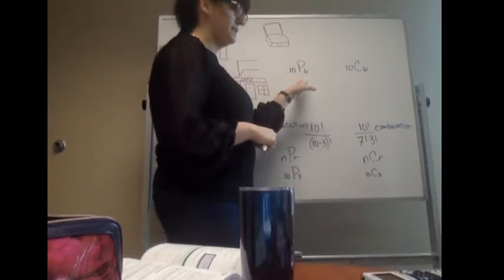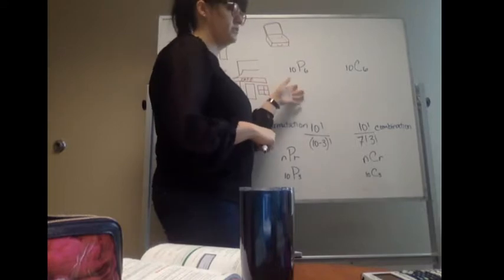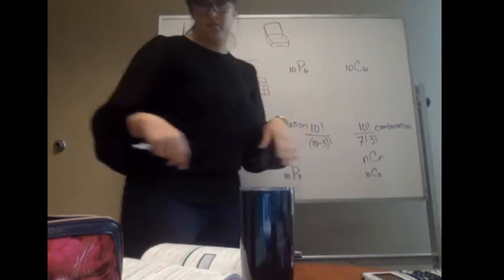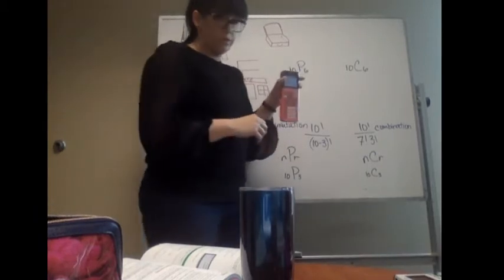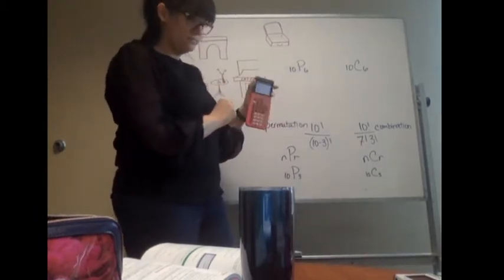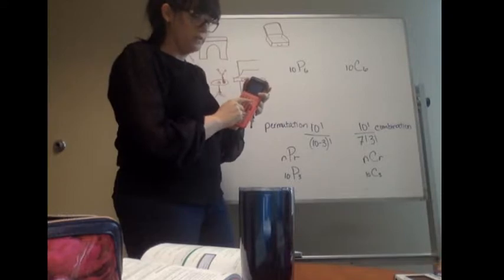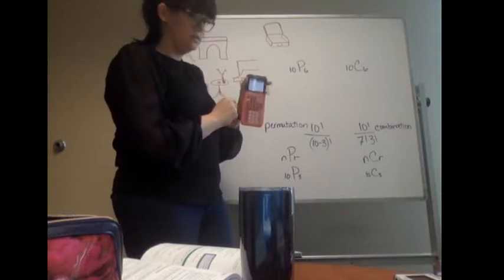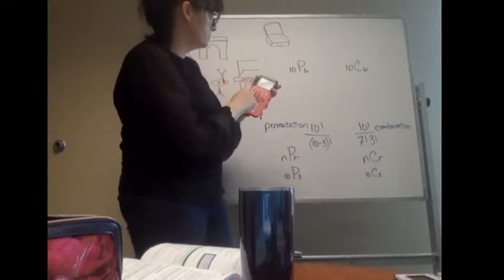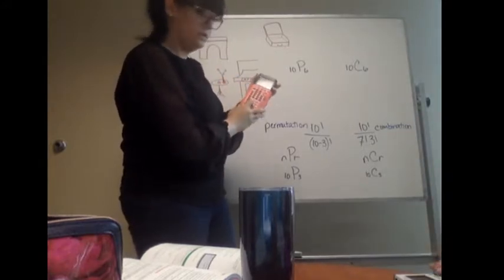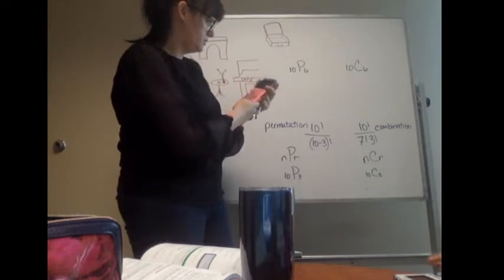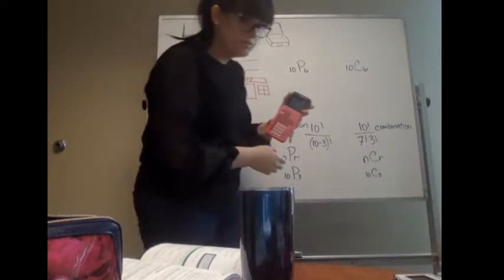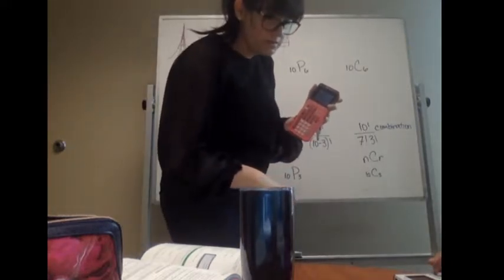Then let's go over how to punch that into the calculator. From the home screen, press Math. This is actually under the Probability tab. Okay. So let's do permutation first. Press Enter. Oops, I pressed too soon. We go back. Okay. Enter.